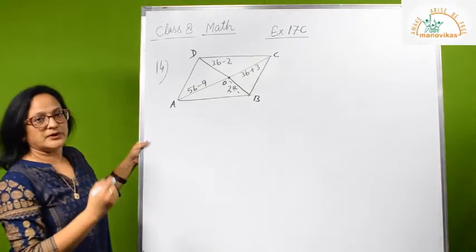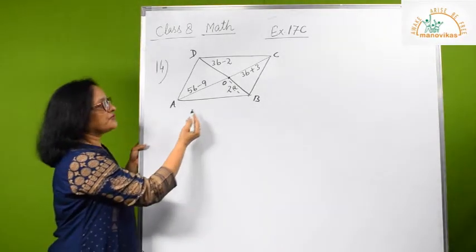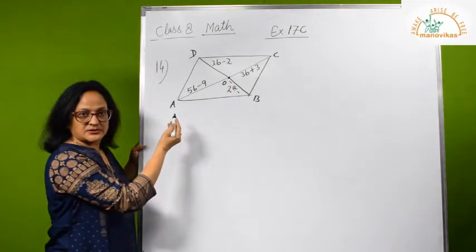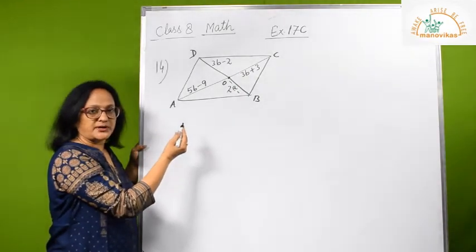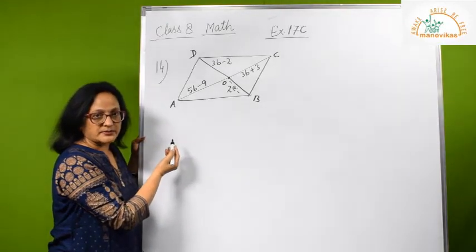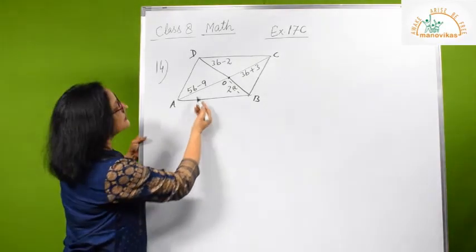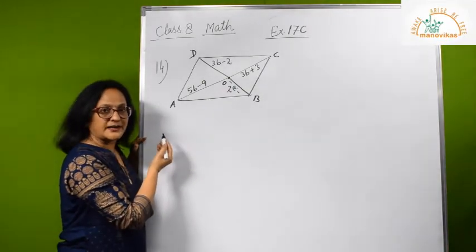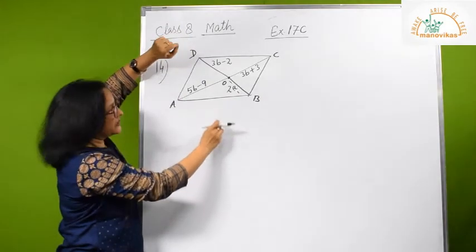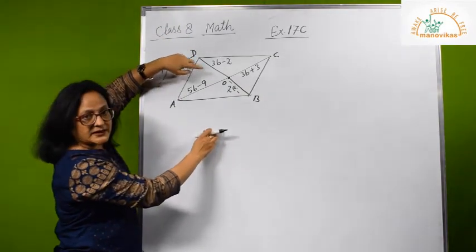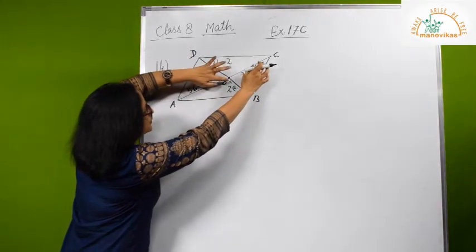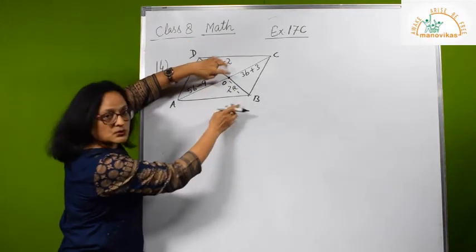Here you have to recall the properties of a parallelogram. Which properties? Because diagonals are given, you should recall the diagonal properties of the parallelogram. What are the diagonal properties of a parallelogram? Diagonals of a parallelogram bisect each other. Bisect each other means AO is equal to OC, OD is equal to OB.